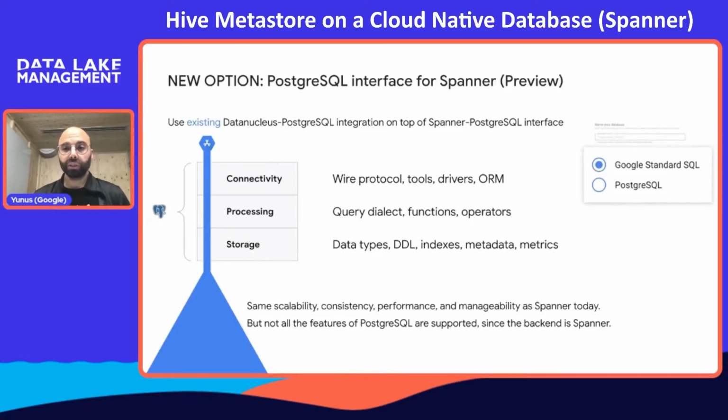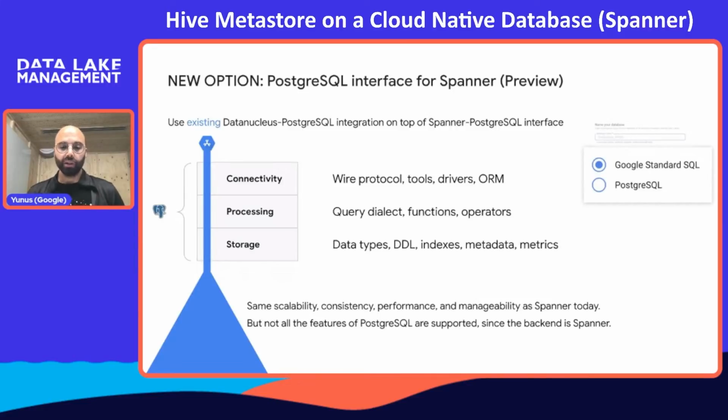For those who watched Google Cloud Next recently, we had a new offering, PostgreSQL Interface for Spanner. When we saw that, we thought that maybe we don't have to change DataNucleus at all, since it already supports PostgreSQL, and there's an interface in front of Spanner. The backend is Spanner, PostgreSQL in front, so we can just use existing DataNucleus. Unfortunately, it's not that straightforward.